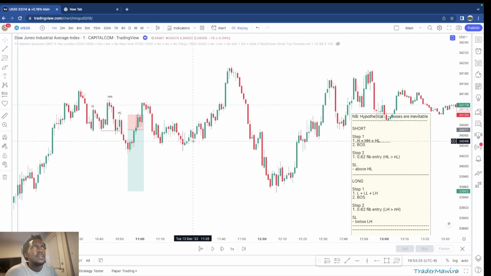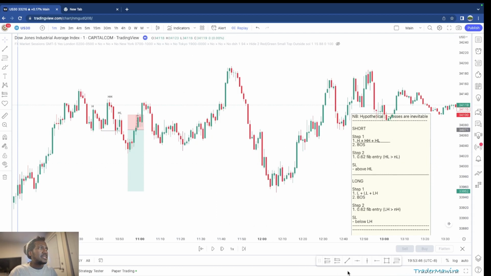This is 340.74, 66. So this is below this one. What is that? 340.74, that's high. Oh, we're talking a low. 340.53, 340.54. So this is higher than that one. So there's no lower low. But here we have a lower low.